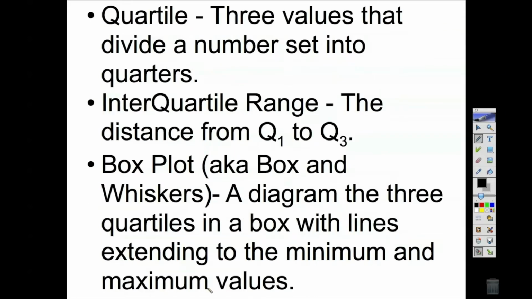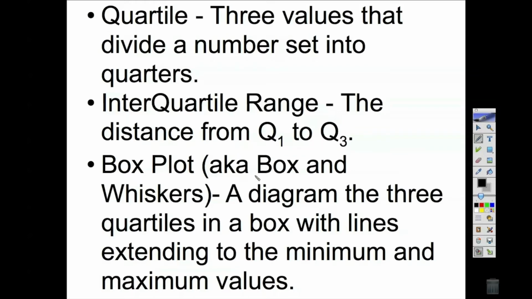Quartiles are three values that divide a number set into quarters. Think of them as dividers. There are three dividers that divide a number set into quarters, so it's creating four equal sets. Our three dividers, Q1, Q2, and Q3, are these quartiles. The interquartile range, also known as the IQR, is pretty much the distance from Q1 to Q3.